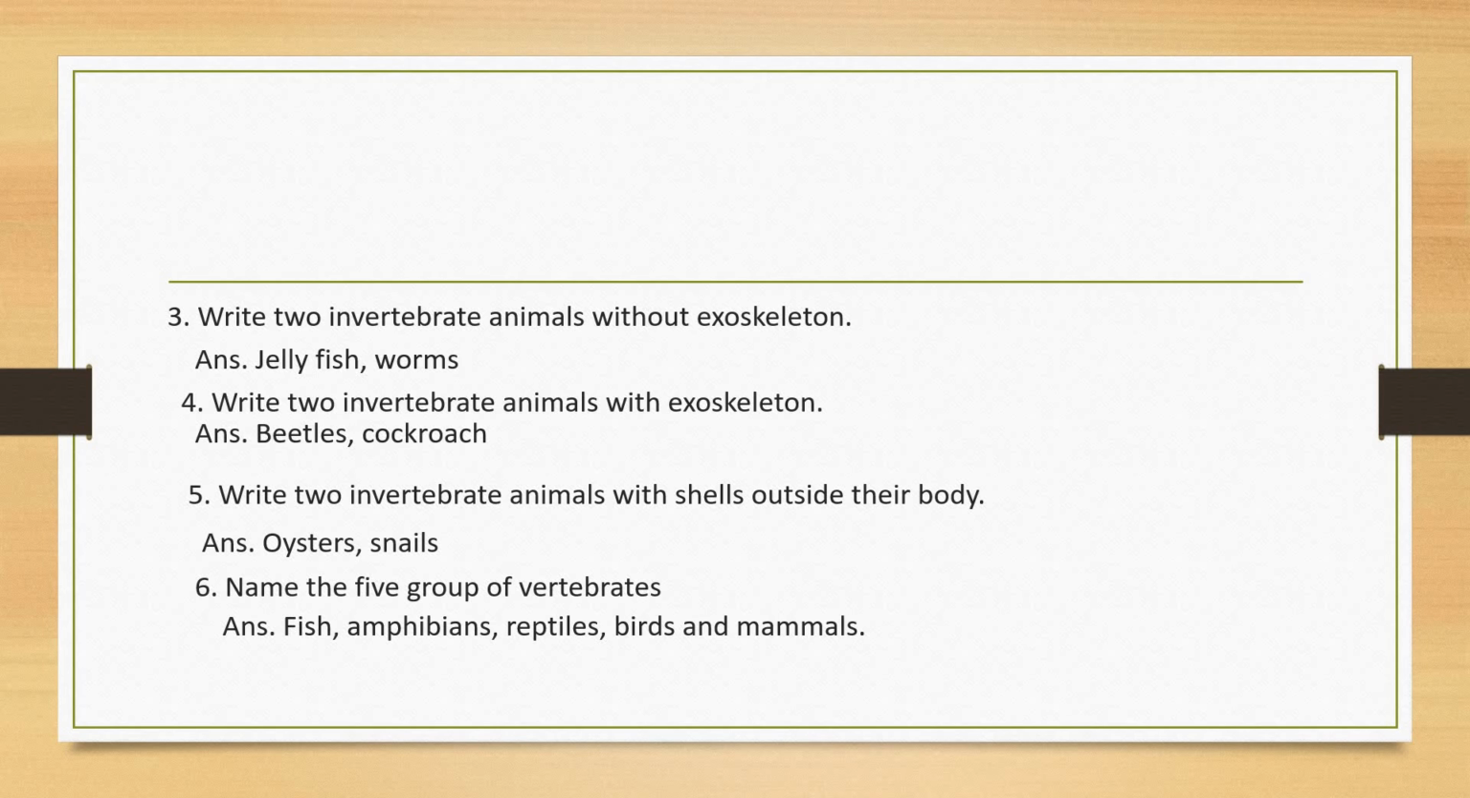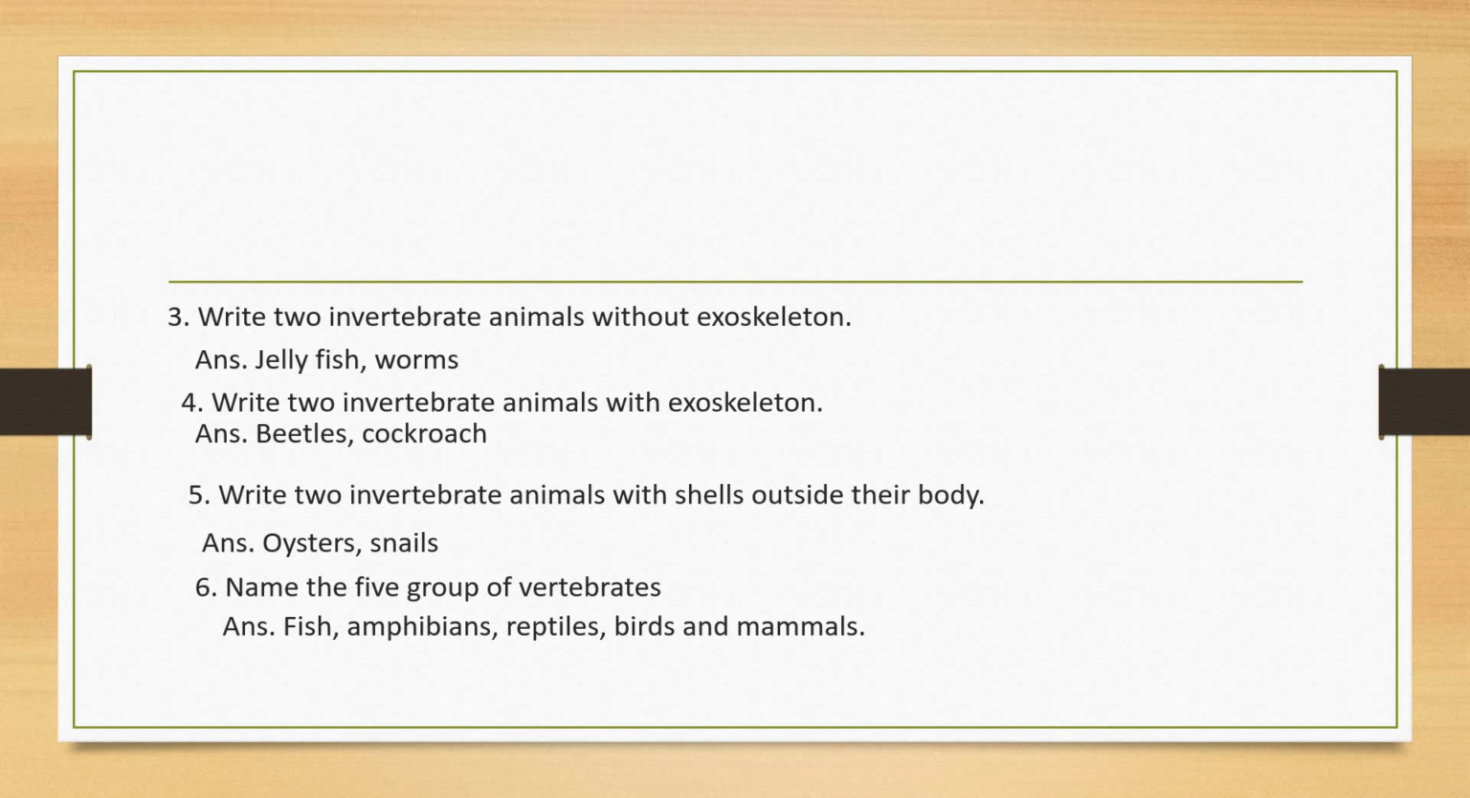Okay. Write 2 invertebrate animals with shells outside their body: oysters and snails. These shells are made of calcium carbonate. These shells will not split or fall off because as the animal grows, these shells also grow along the edges.